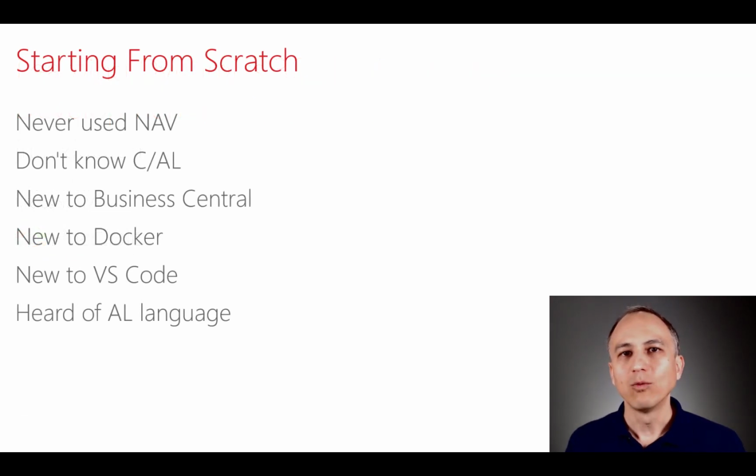So what do I mean when I say starting from scratch? Well, I've never used Dynamics NAV. I don't know the CAL language, and I've never used CSide. I'm new to Business Central. I'm new to Docker, I'm new to VS Code, and although I've heard of the AL language, I couldn't write a single line of it if you asked me to. So I'm starting from scratch.